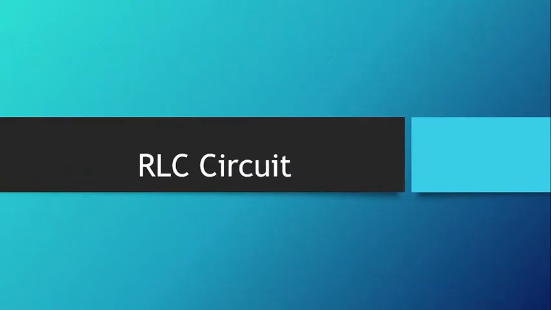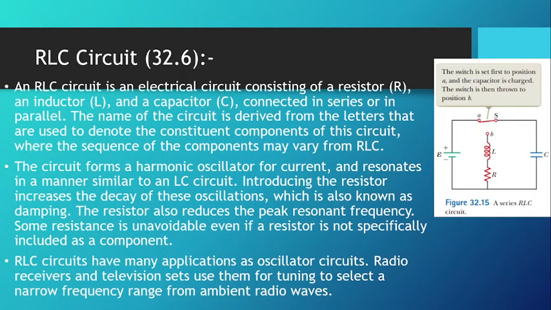And now with the last part in our video, which is the RLC circuit. An RLC circuit is an electrical circuit consisting of a resistor, an inductor, and a capacitor, connected in series or parallel. But in our case, we will only discuss the series connection. The name of the circuit is derived from the letters that are used to denote the constituent components of this circuit, where the sequence of the components may vary from RLC.